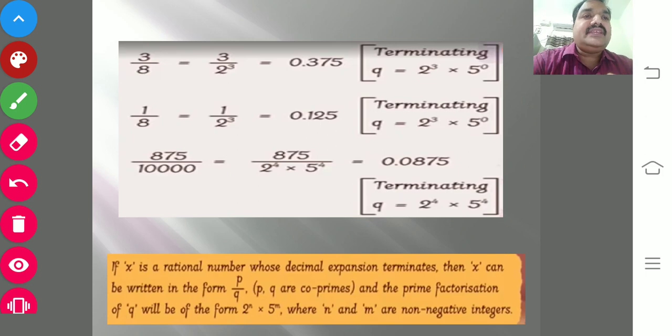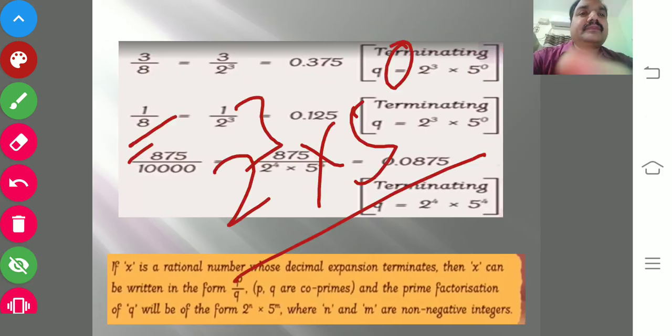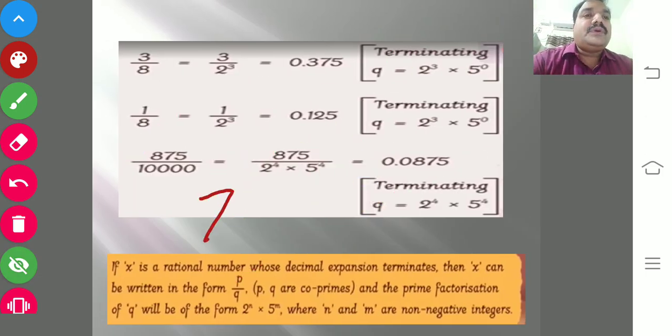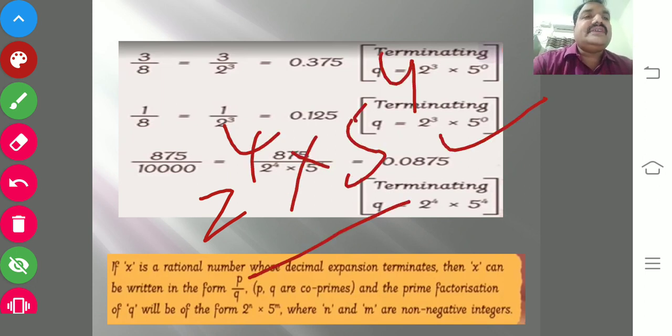Now coming to the third one, 2 power 4 into 5 power 4. Yes, this is also a terminating decimal. I hope you could understand.